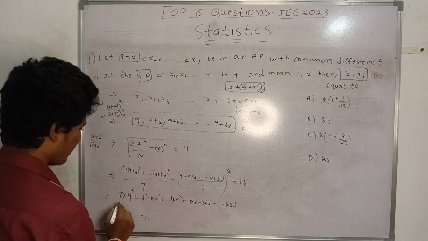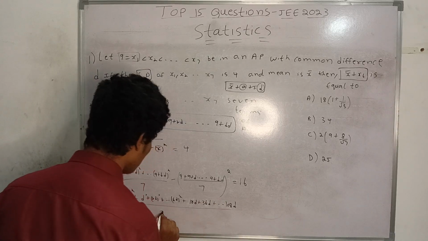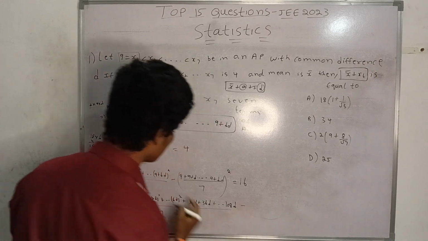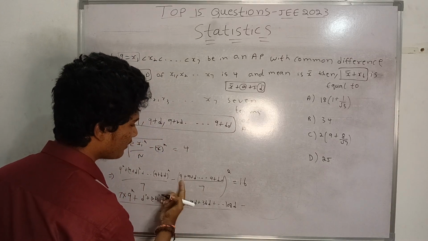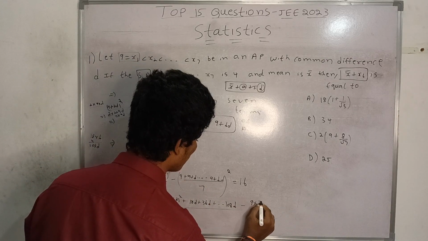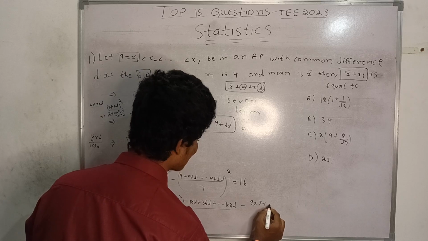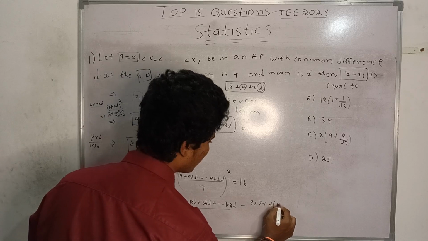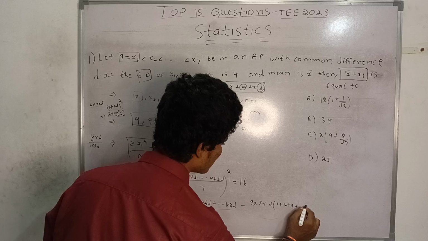This is another thing happening here. Divided by 7. And also here minus 9. How many times is it occurring here? That is 7 times. So I can write it as 9 into 7. And when I take D as common, I get 1 plus 2 plus 3 plus up to 6.